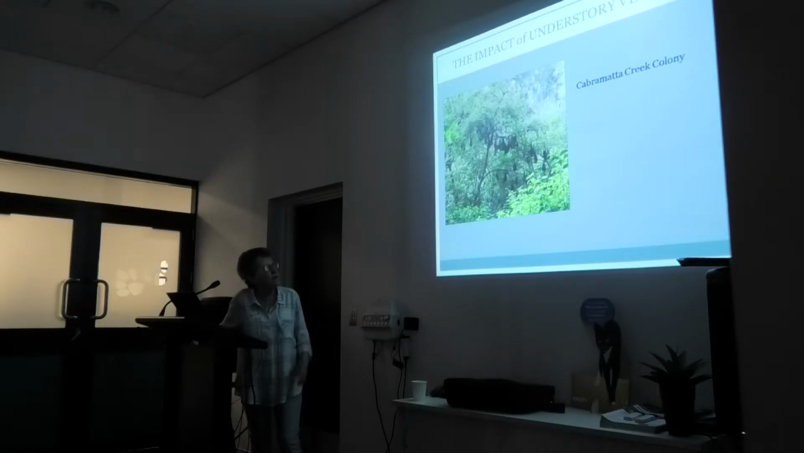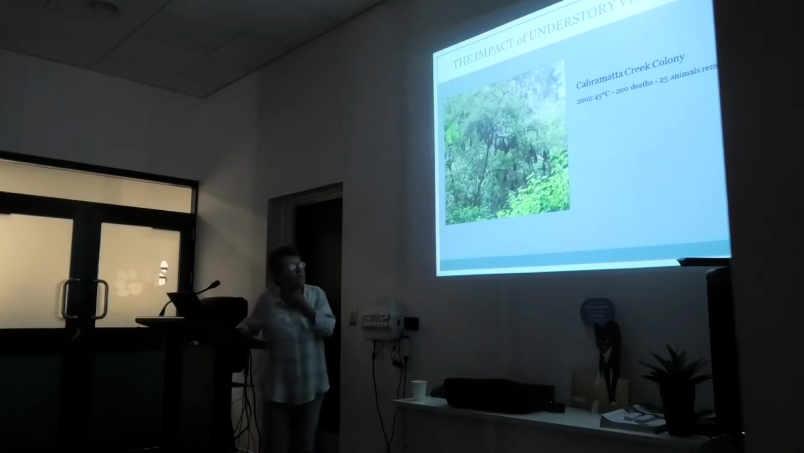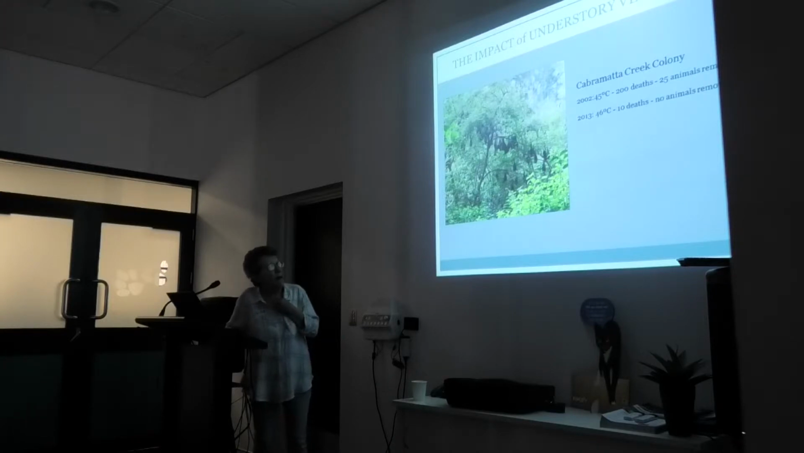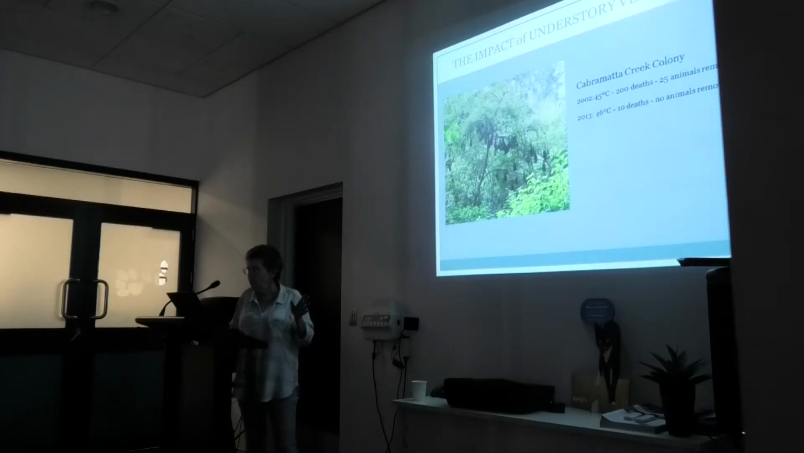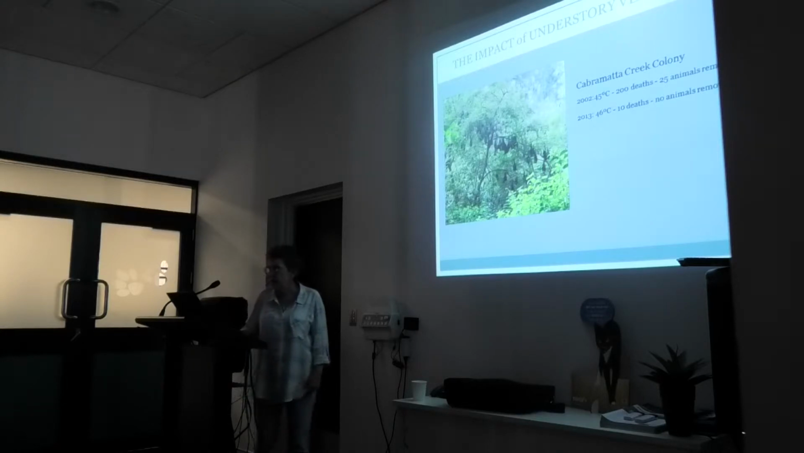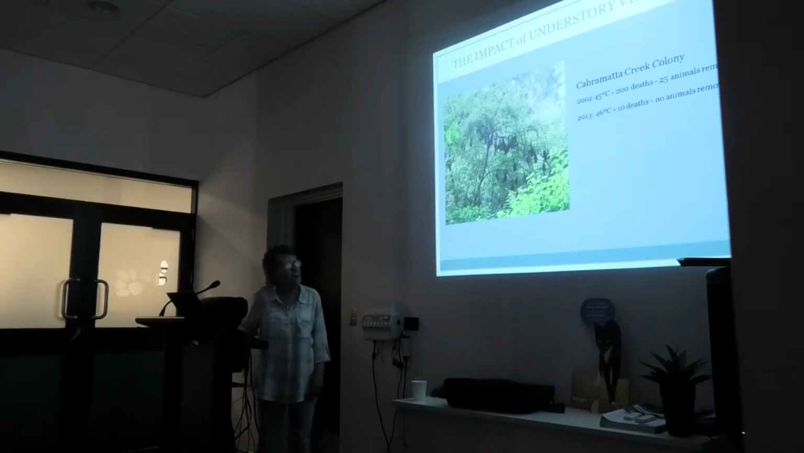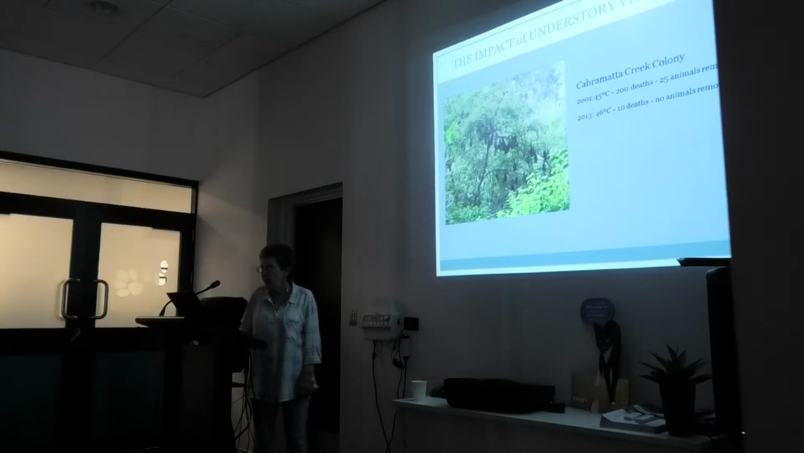The impact of understory, this is Cabramatta Creek. In 2002, it was 45 degrees. We had 200 deaths and 25 animals were removed from a colony of about 20,000. We were spraying then, but we had very poor understory. By 2013, they had actually started a bush regen project. They had massive, thick understory. The temperature was higher, but they only had 10 deaths and no animals were removed.